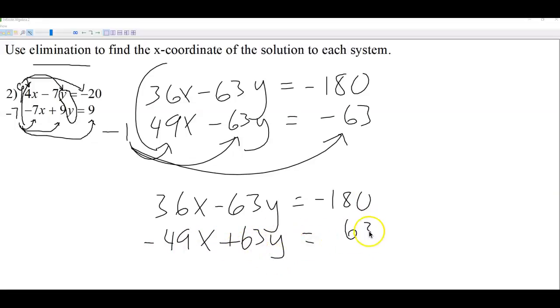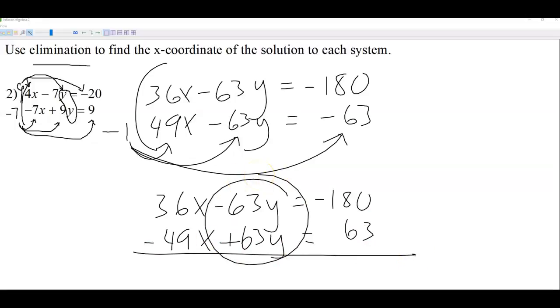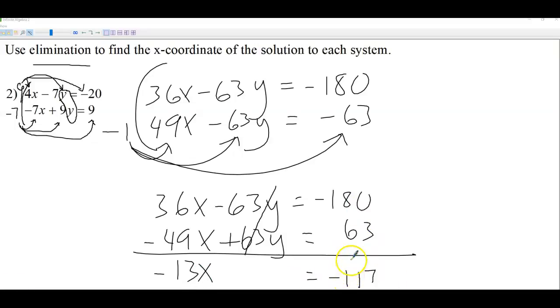Now what did that accomplish for us? Well, now that makes these opposite signs. And therefore, if I were to combine these together, they would cancel each other out, and that's exactly what I'm going to do. I'm allowed to combine these so long as I combine everything else. So if I combine these x's together and this 180 with the 63, we'll be good. So 36 take away 49 would be -13x. And then 180 minus 63, that's -117.